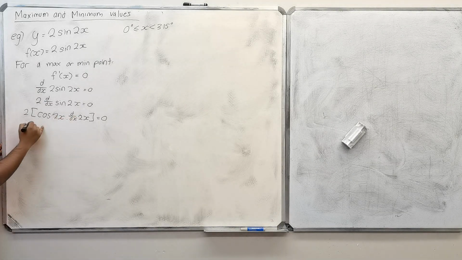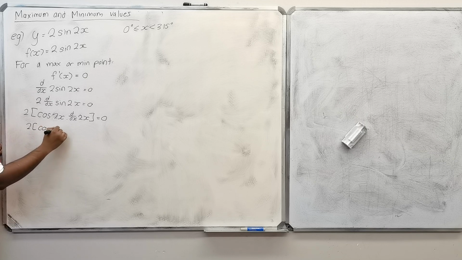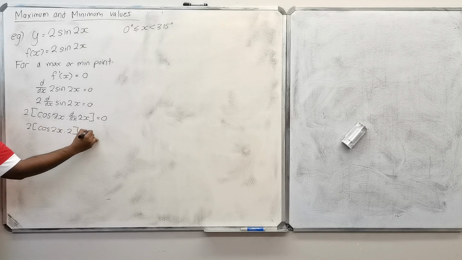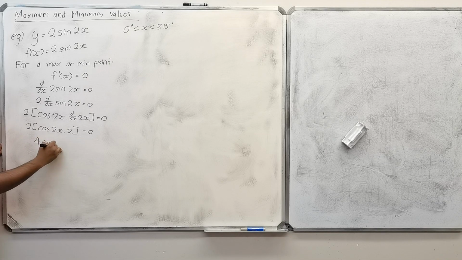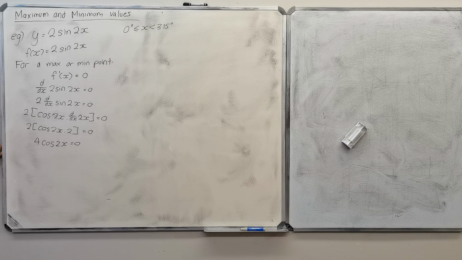So you just need to derive this part here. If you derive this, it's going to become 2 times cos of 2x times 2 equal to 0, which is 4 cos of 2x, because this is cos 2x times 2, this whole thing times 2. So I just multiply the 2 and then multiply each of them, right? So now we got the first derivative. Okay? This is the first derivative. This here is f prime of x. We set it equal to 0.